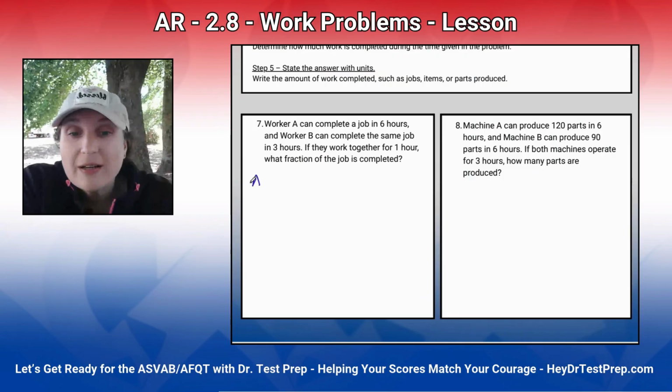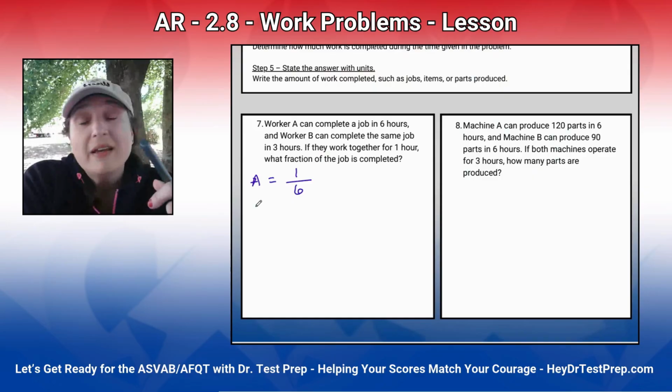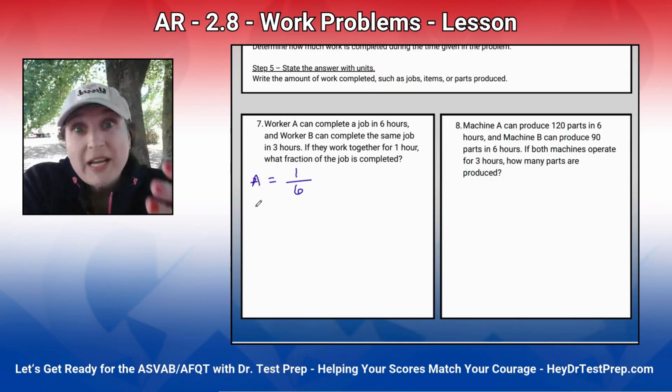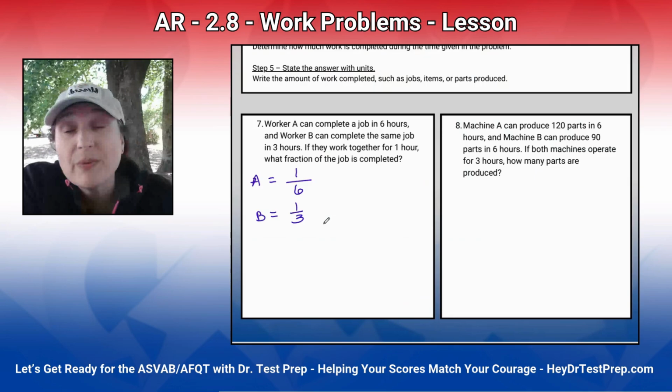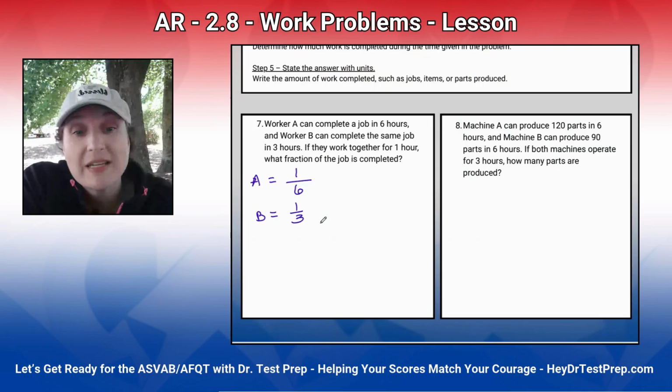Worker A can complete one job in 6 hours. And remember, we talked about in the last slide that means that every hour that passes, worker A is doing 1/6 of the work. Worker B does the same job in 3 hours. So every hour, 1/3 of the job is getting done.